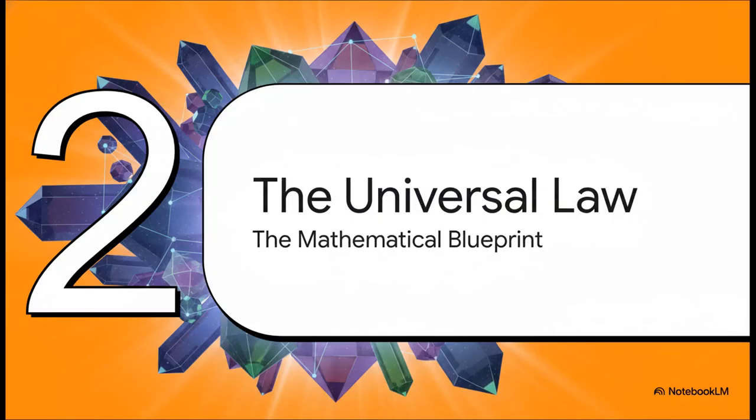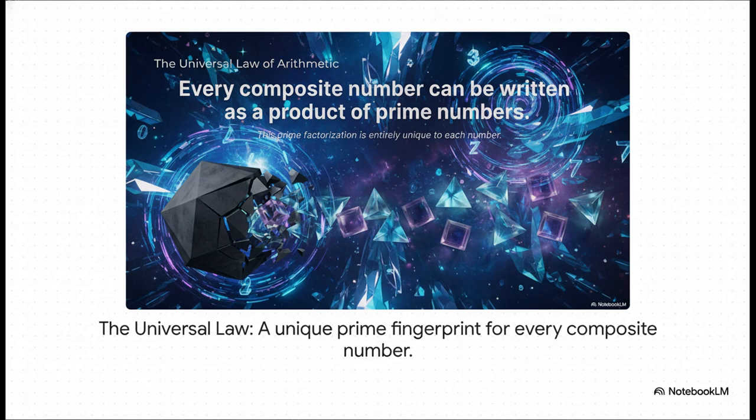So now let's see how these little building blocks create, well, everything else. It's time to look at the universal law of arithmetic. And trust me, this isn't just some random rule, it's the actual mathematical blueprint for how all composite numbers are made. And here it is, the big idea. The fundamental theorem of arithmetic states that every single composite number can be written as a product of prime numbers. But here's the kicker, the most important part. This prime factorization is totally unique to each number. It's like a mathematical fingerprint. No two composite numbers have the same one, ever.